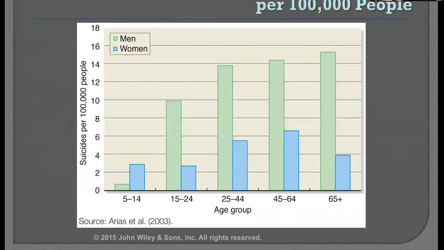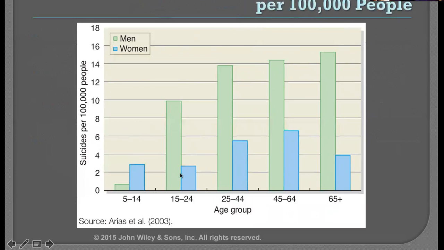Let's take a look at what this actually looks like. This is numbers per 100,000 people. So it doesn't seem like it's impressive, but it is people's lives. So age 5 to 14, this is actual suicides. Age 5 to 14, men and women, boys and girls more like. This is already not trivial.